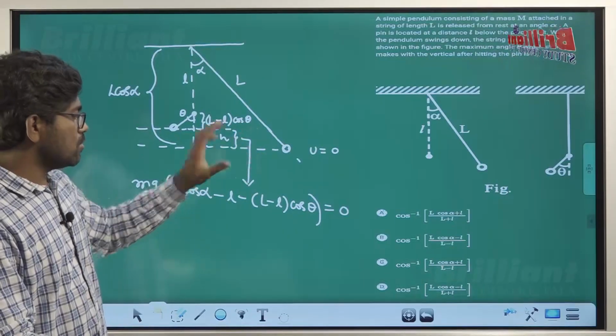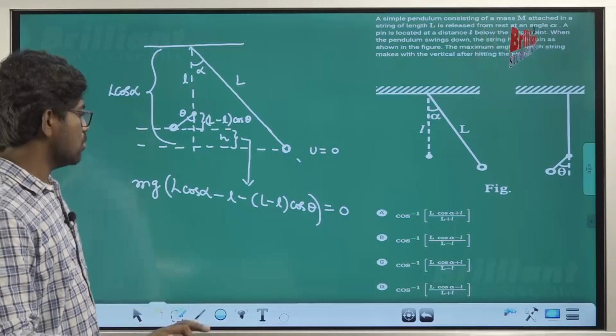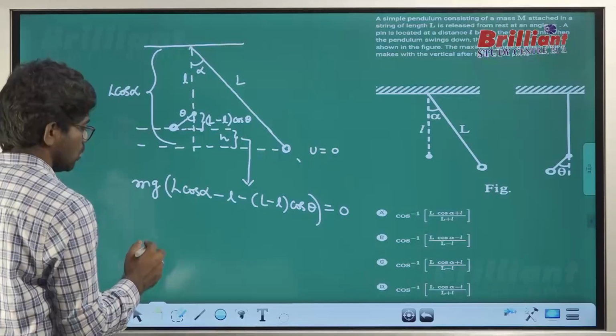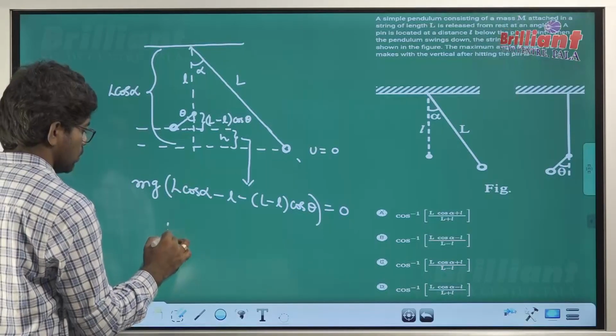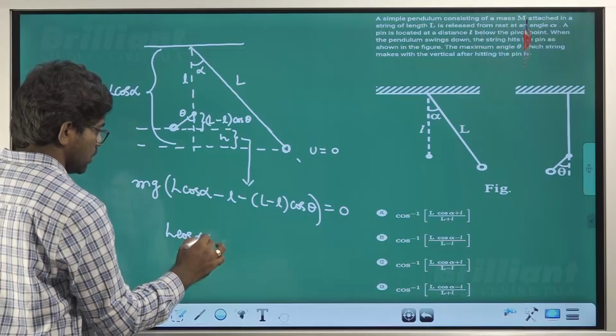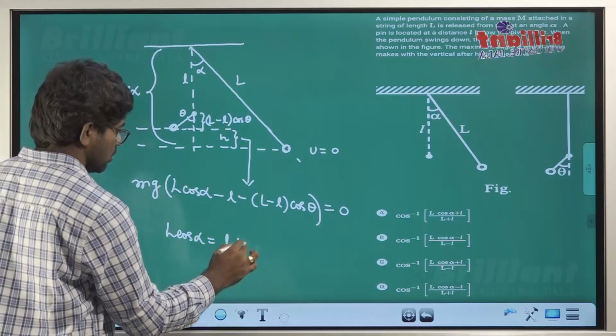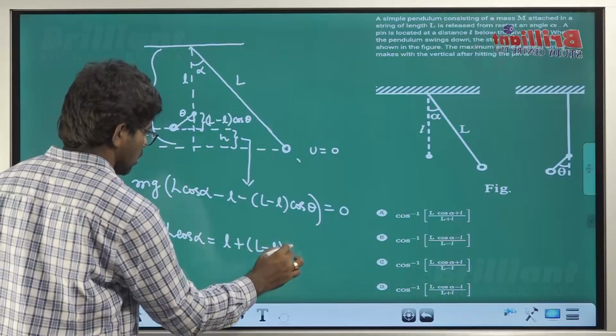Understand? Now, what do you write? L cos alpha equals L plus L minus L cos theta.